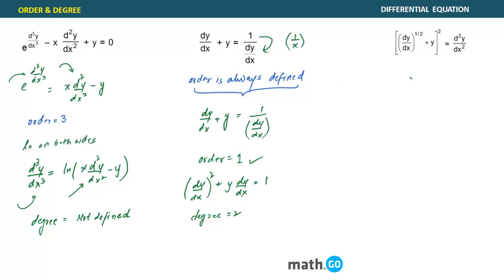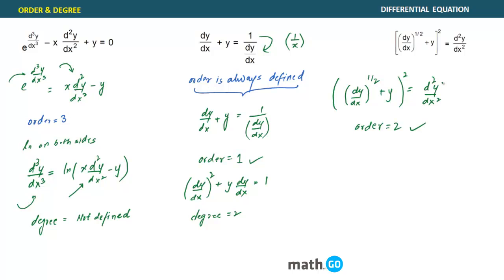Let's take this particular problem over here. It says dy by dx raised to power 1 by 2 plus y, whole raised to power 2, is equal to something. So what is the order? Can you see the order? Order is straight away the highest derivative, which is 2. So order is nothing but 2. That we can immediately tell you.